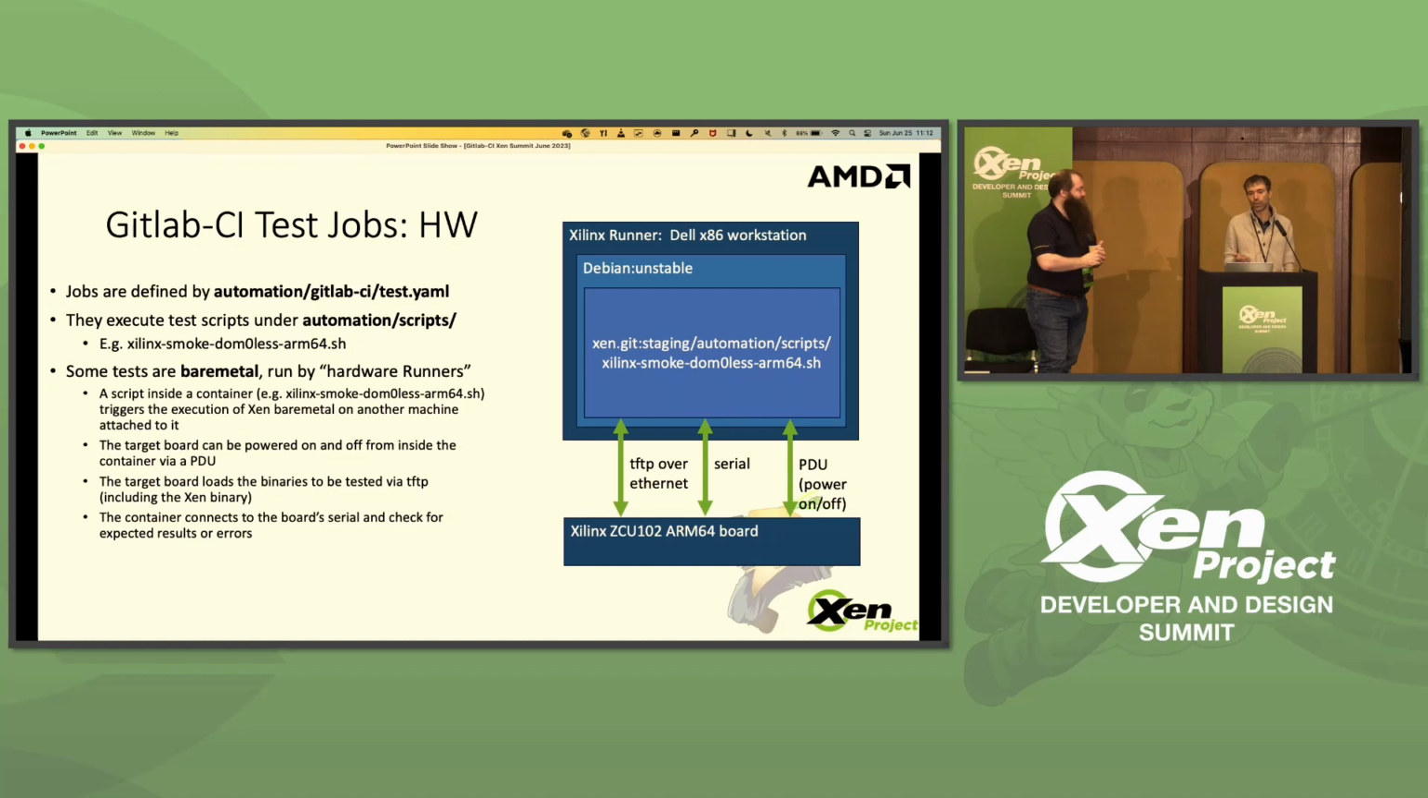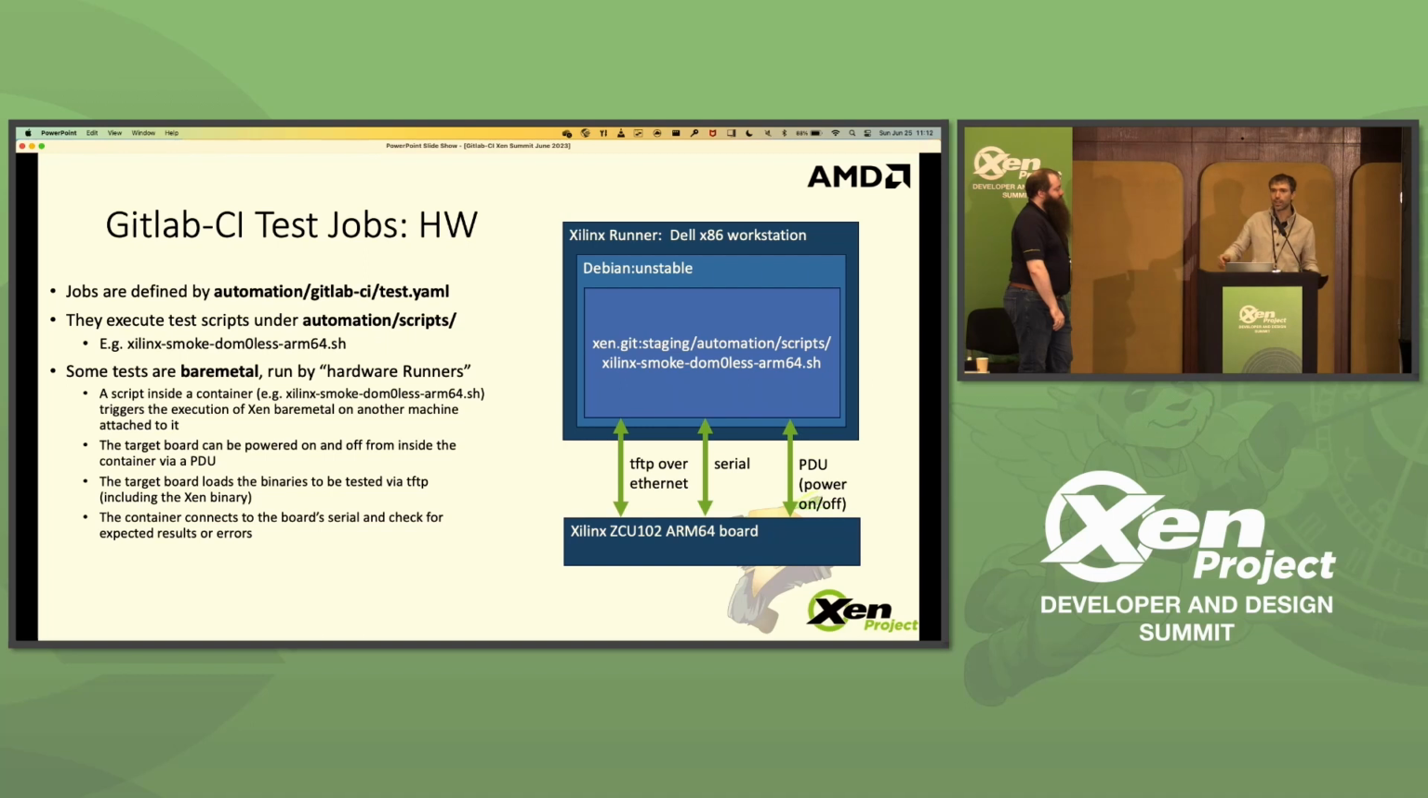To get this to work, you basically just need a controller PC that can run the runner, and you need a serial connection to the board. You need somehow to be able to trigger power on and power off, which we are doing with a PDU, and you need a TFTP server. All of these are easily exportable inside the container.